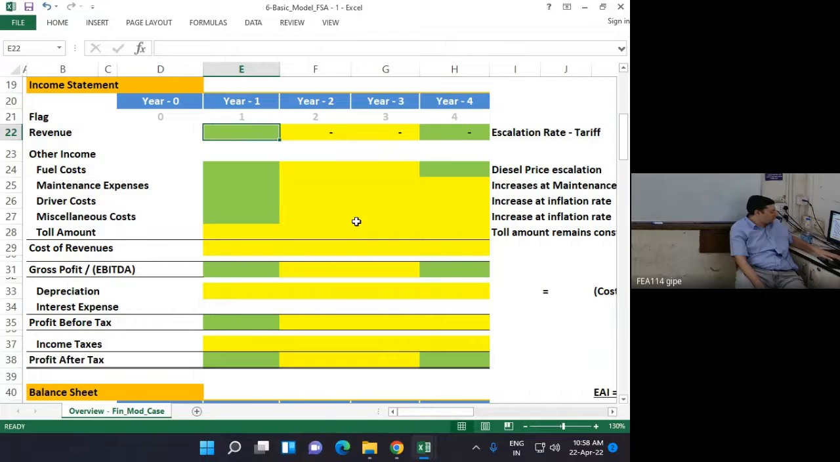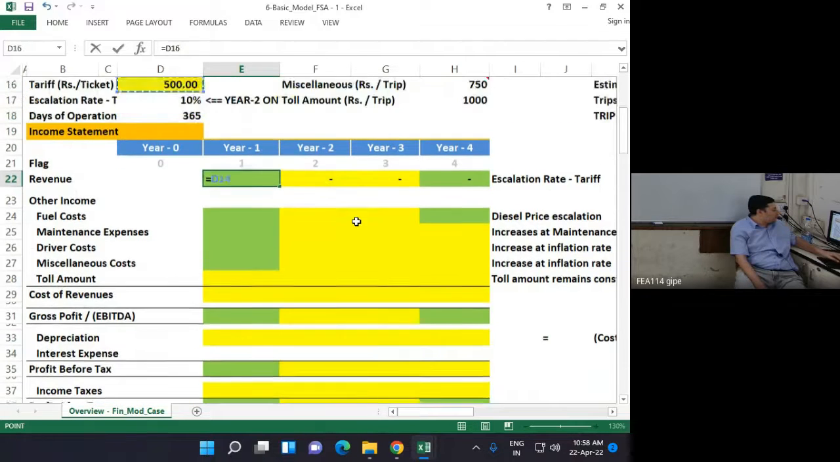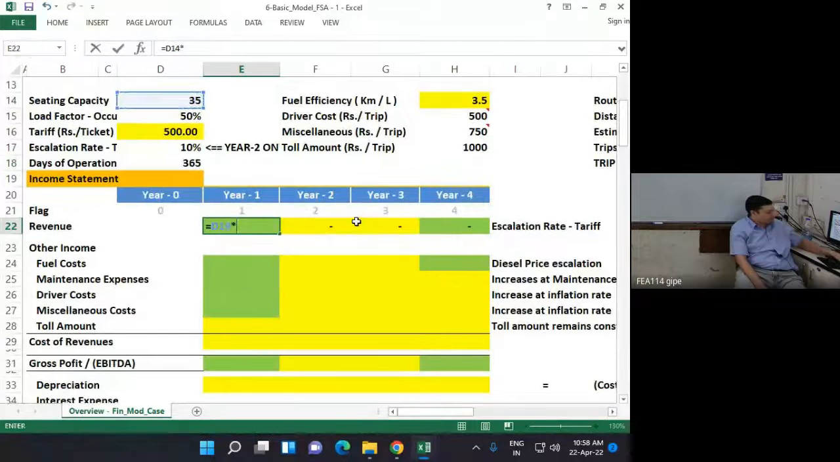I am also going to put numbers. So we start with the number of seats that we have, but not everything is getting paid. So 50% of 35 is what we are getting paid every trip. Okay. So how much money is the customer giving? 500 per seat. So my per trip revenue is 8,750. Number of seats into percentage occupied into per seat tariff.